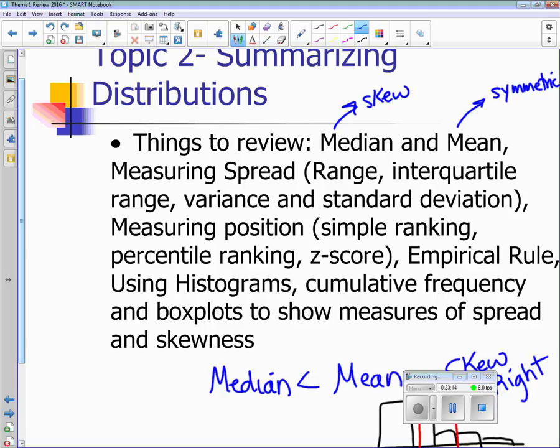Spread. I've got all the measures of spread listed up there. What's the range? Karen, what's the range? Yeah, just the largest minus the smallest, and it's really not a very useful thing. We don't use it that much. It does appear on the AP exam, though, so you have to know what it is. IQR we've already talked about.